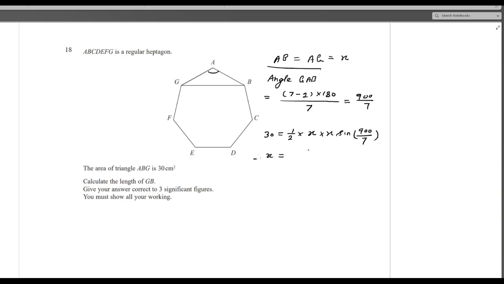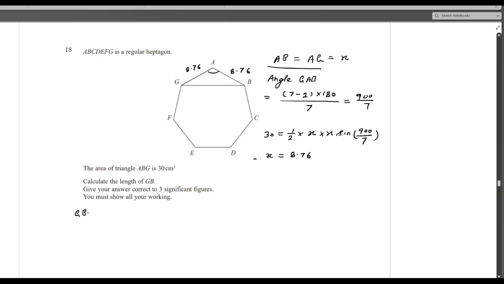This is your x square. Take the square root of this. You will get 8.76. So x is 8.76. This AB length is 8.76. This is 8.76. Now to find GB, I will use the cosine rule.